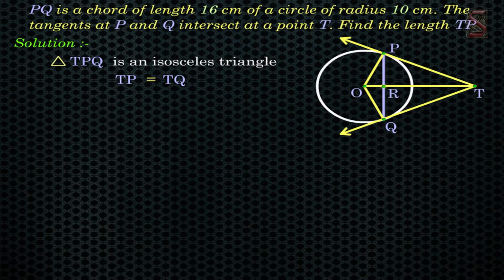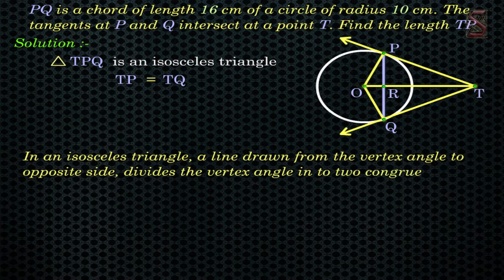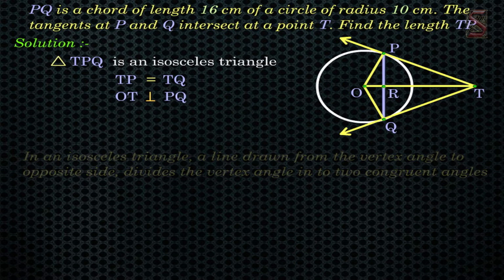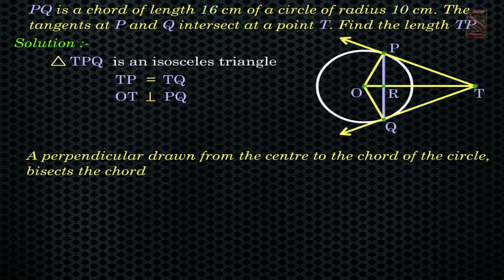Therefore, by the theorem, in an isosceles triangle, a line drawn from the vertex angle to the opposite side divides the vertex angle into two congruent angles. Hence, TO is the angular bisector of angle PTQ. So, OT is perpendicular to PQ. Now, from the theorem, a perpendicular drawn from the center to the chord of the circle bisects the chord. We get OT bisects PQ, which gives PR equal to RQ equal to 8 cm.